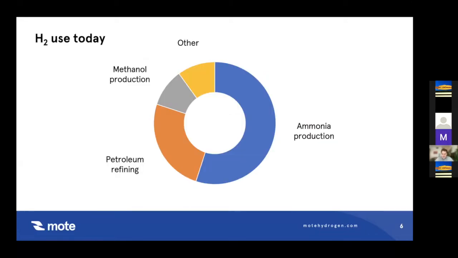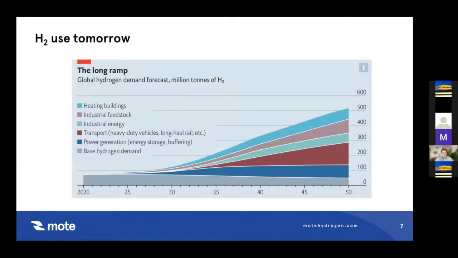Today, hydrogen is mostly used for producing ammonia, refining petroleum to make gasoline, and producing methanol, and then as some other chemical feedstocks. The way that the new hydrogen economy is being built out is anywhere that batteries don't make sense, you can think that hydrogen will be the preferred energy carrier. So for heavy duty trucking, long haul rail, for energy storage, there's a lot of use cases that we're already seeing really ramp up right now.